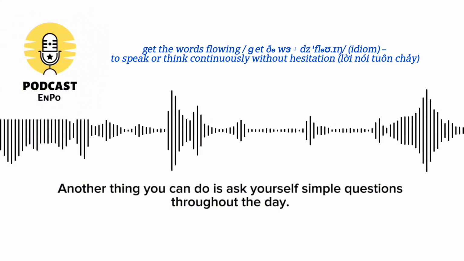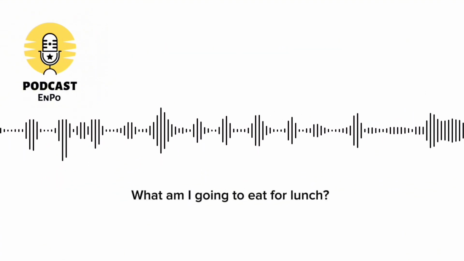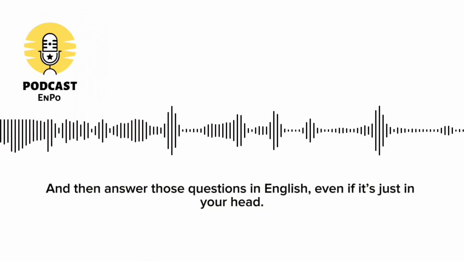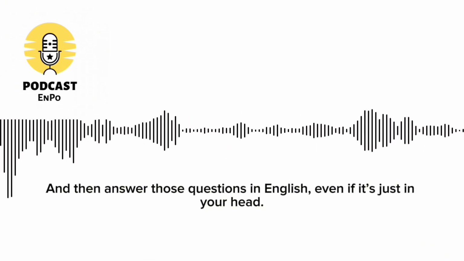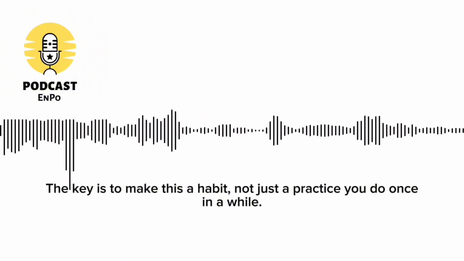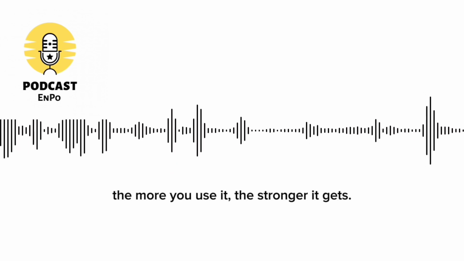Another thing you can do is ask yourself simple questions throughout the day. What time is it? What am I going to eat for lunch? How do I feel right now? And then answer those questions in English, even if it's just in your head. The key is to make this a habit, not just a practice you do once in a while. Your brain is like a muscle. The more you use it, the stronger it gets.